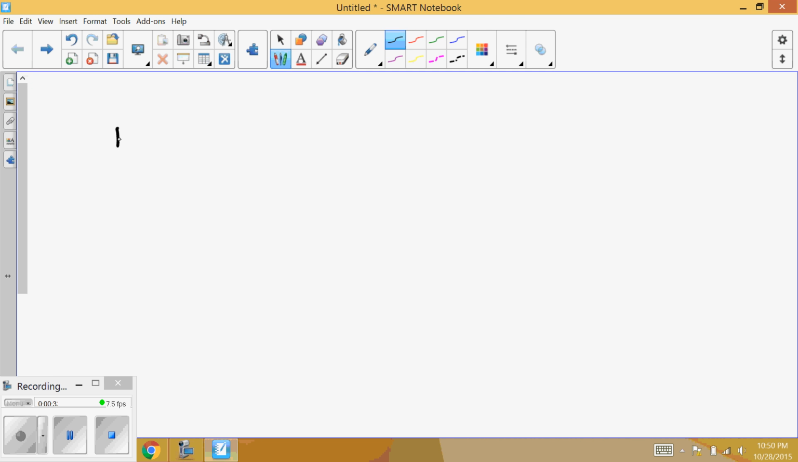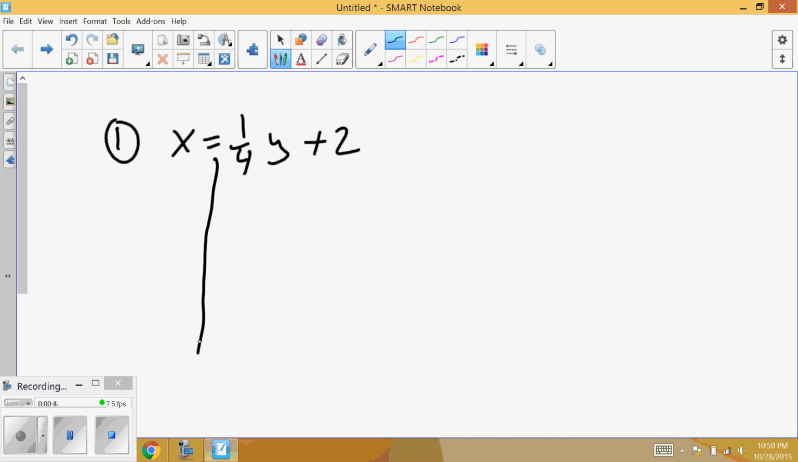So we've got number 1 here. We've got x equals 1/4 y plus 2. And the directions say we want to solve this for y. So just like we would if there was only one variable, I'm going to draw my line down where the equal sign is. Whatever I do to the right side of the equal sign, I'm going to do to the left side of the equal sign, and vice versa.